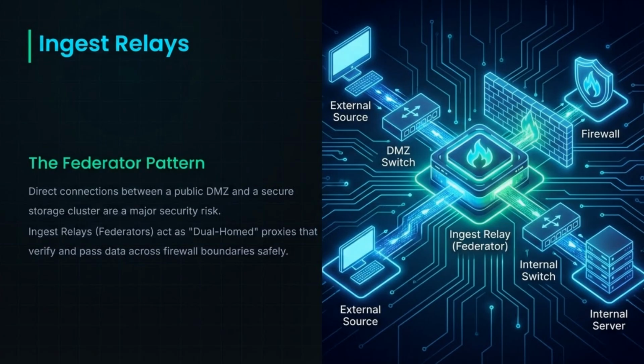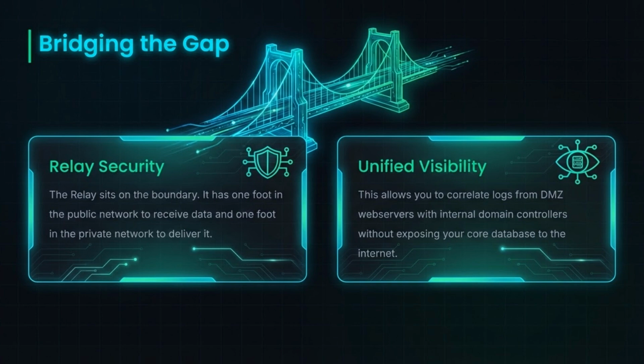Ingest relays, or federators, act as dual-homed proxies to safely verify and pass data across firewall boundaries, addressing the security risk of direct connections between DMZ and secure storage. The relay security allows for unified visibility by sitting on the network boundary. This bridges the gap, allowing correlation of logs from DMZ web servers with internal domain controllers securely.